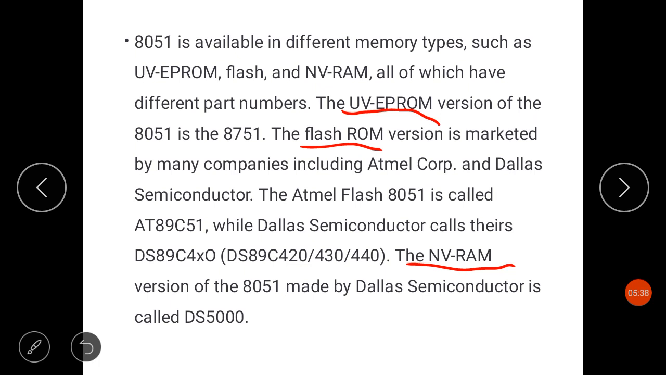The UV EEPROM version of the 8051 is the 8751.